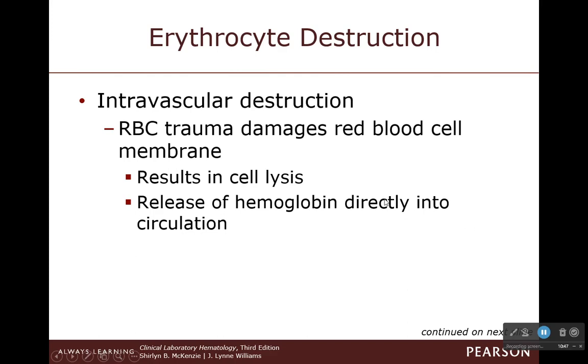Luckily we have special proteins. One of them is called haptoglobin. The other one is called hemopexin. These two proteins are available to bind with hemoglobin, free hemoglobin, and carry it to the liver to be destroyed or broken down. Yes? What was the second word? Hemopexin.